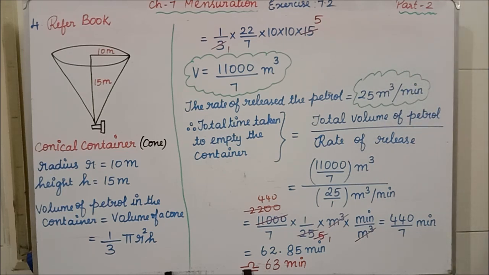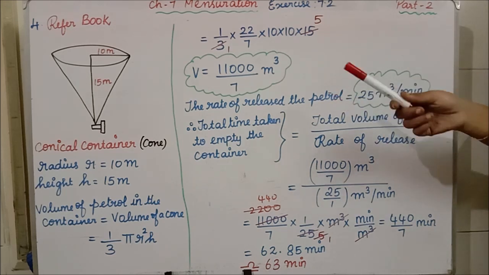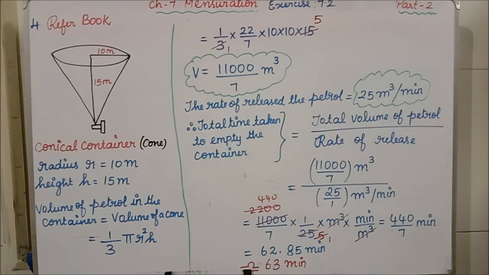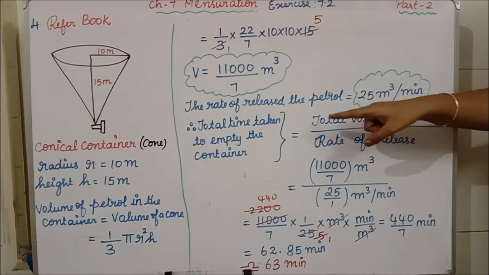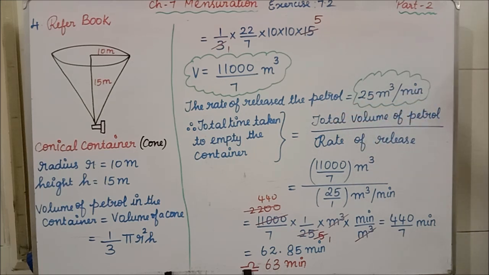Clear? But in the question, what they are asking is how much time it will take to make the container empty. That only we need. We need time, isn't it? So total time taken to empty the container is equal to, first how much petrol is there in the container we have to know. So that is total volume of petrol that I have written, divided by how much per minute it is releasing, that they have given in the question.